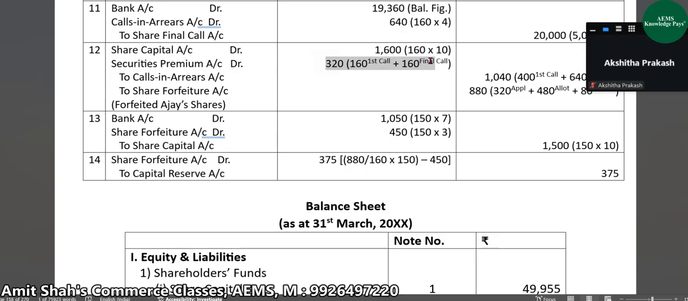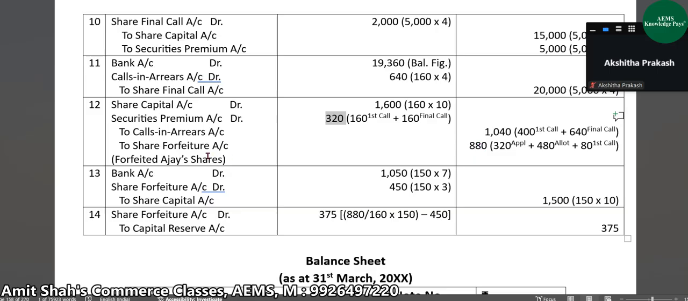And that is what we have taken here, 320 in securities premium. So this 320 is the premium which he has not paid. I have mentioned this is the first call and this is the final call. It is not the premium of application and allotment, which he has already paid. The same premium is included in calls in arrears also. Here also it is included in 1040.